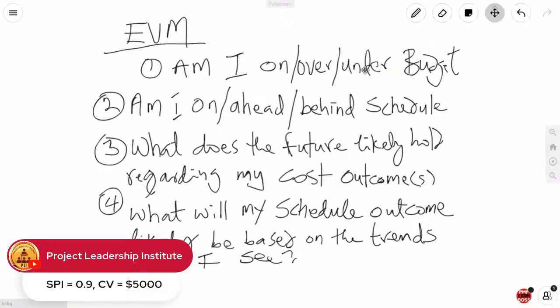Because the exam today is very different from how it was back then. Let me give you another one. Let's say CPI is 1.1, and let's say your schedule variance is minus $55. Let's put that on the screen. Tell me, is this good or bad?